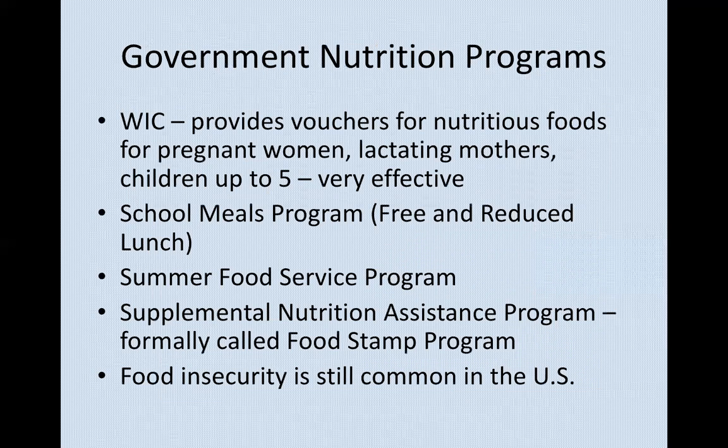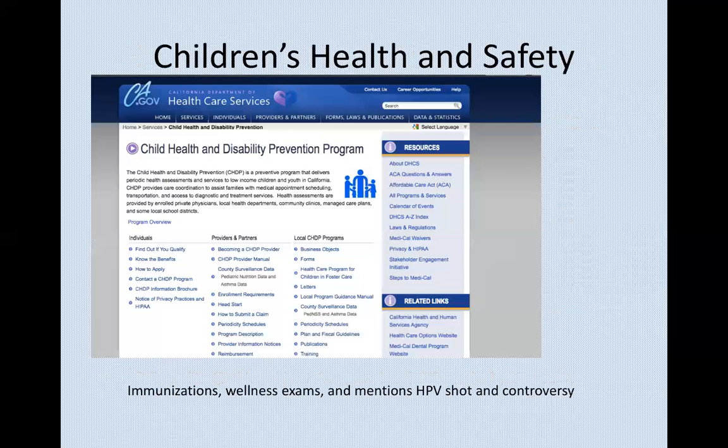So I told you that we were going to hit on WIC. This is Women, Infant, Children. There are school programs for free and reduced lunch, summer food, and there's something called SNAP, which is basically food stamp programs. But still, food insecurity is very common in the U.S. When I say food insecurity, that doesn't mean people are starving. It means they don't have access to good, quality, healthy food.